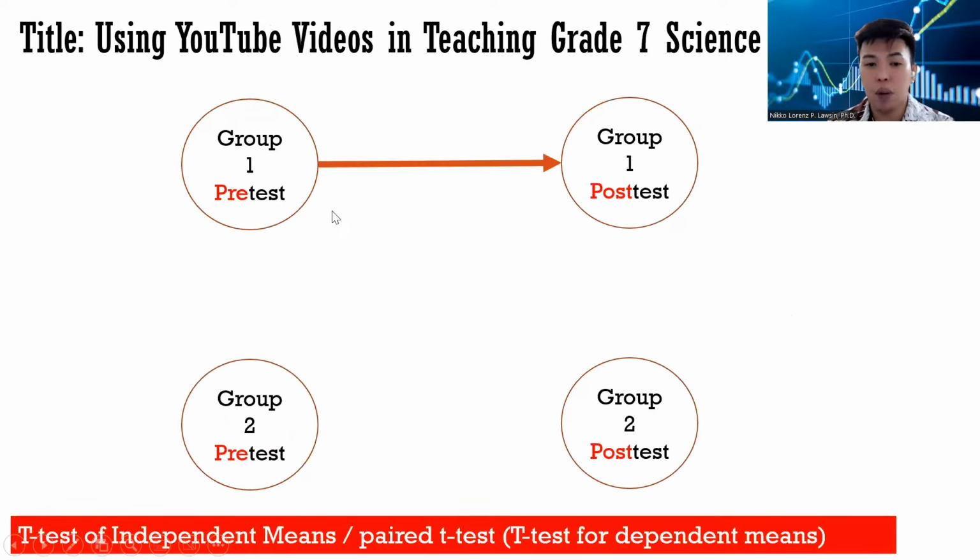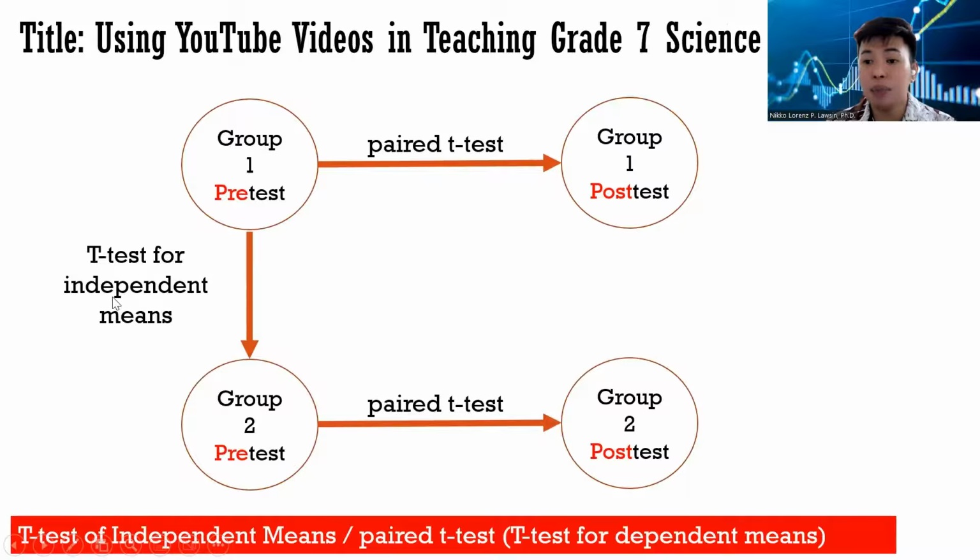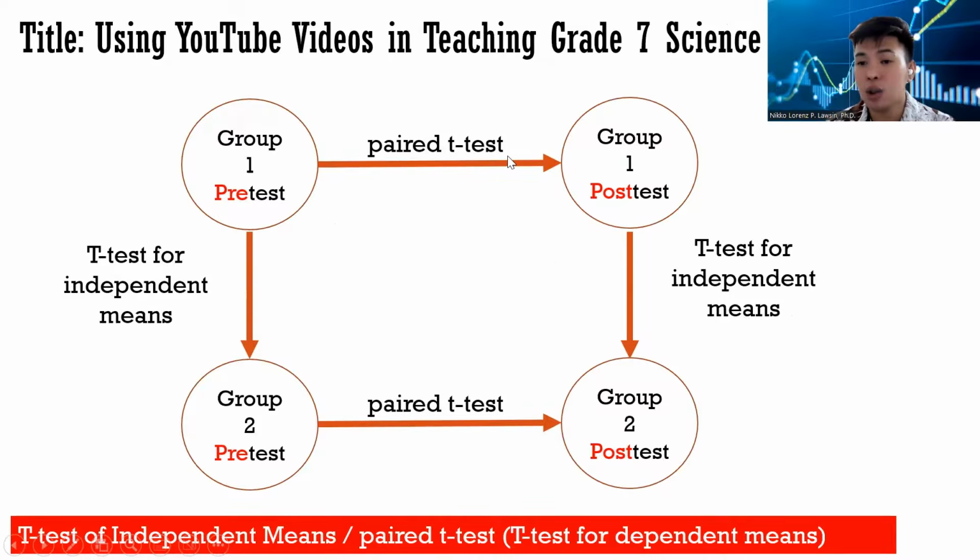Okay. So for example, if there are two groups of students and you want to compare their pre-test and post-test, you can use paired t-test. What if you want to compare the pre-test or the post-test of the two groups? You have to use t-test for independent means. In other books, the paired t-test is also known as t-test for dependent means.